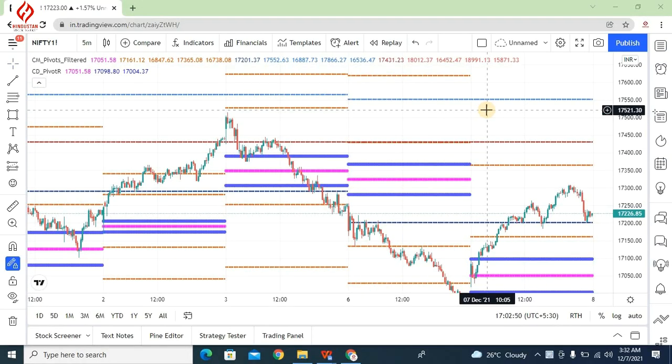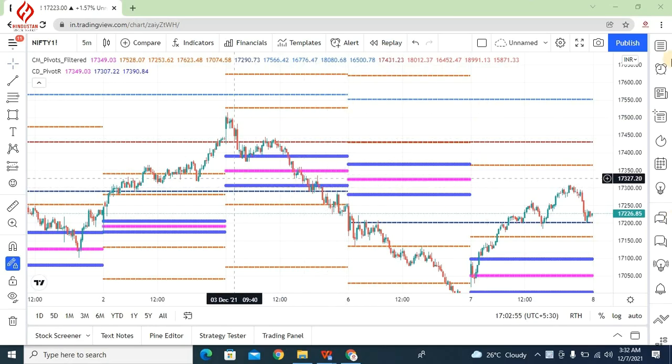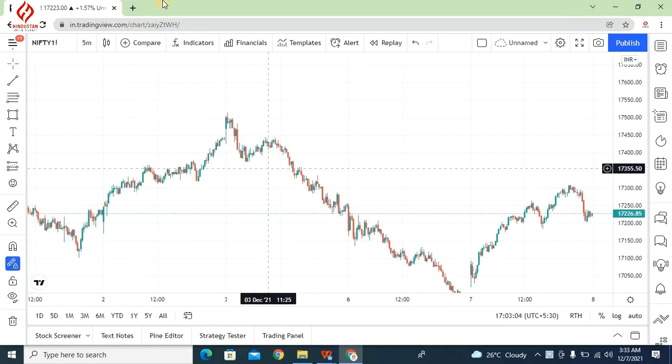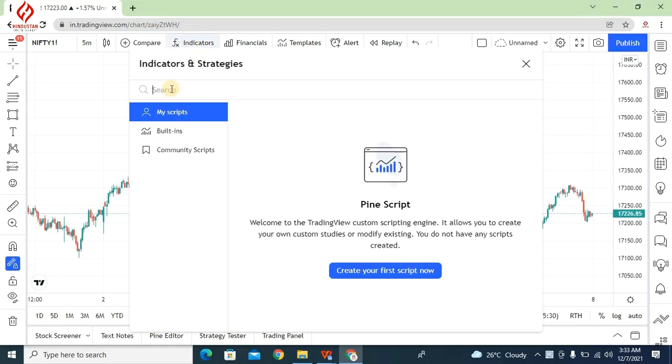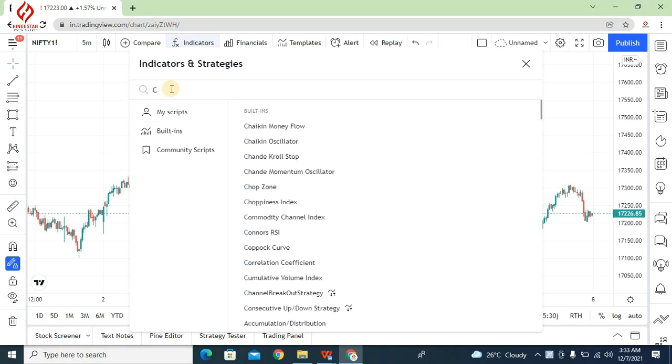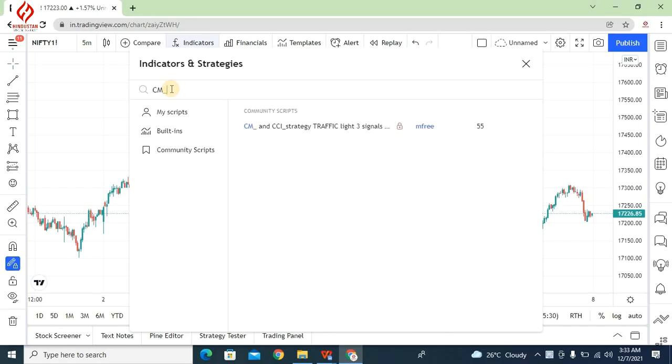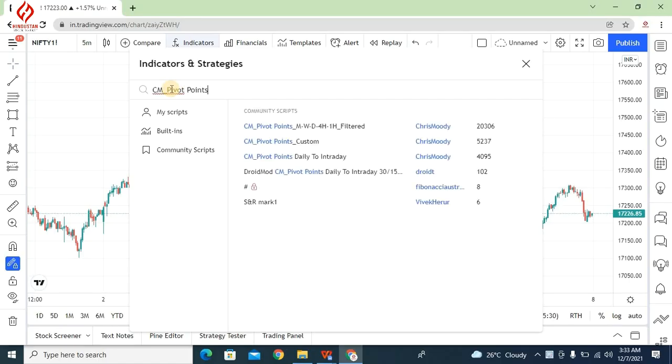Now let me show you how to plot pivot points and CPR on your chart. So this is the TradingView charting platform. First let me remove this CPR and pivot points on my chart, then I will show you how to plot. Okay, so now you just go to the indicator section and here type capital letter C, capital letter M and underscore, then pivot points. After that select the first one, that is CM pivot points MWD 4H 1H filtered. Select this one.